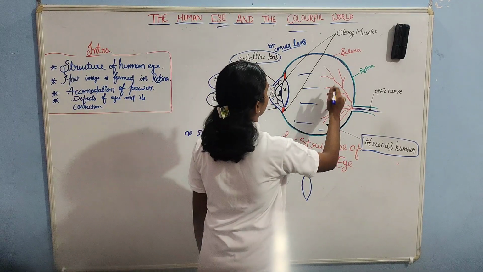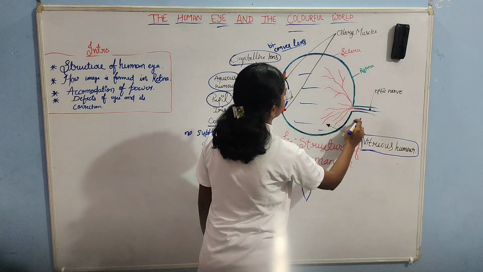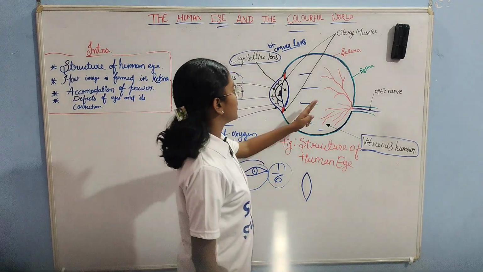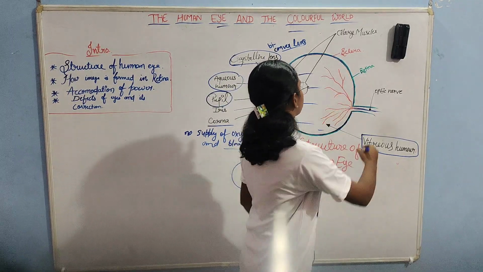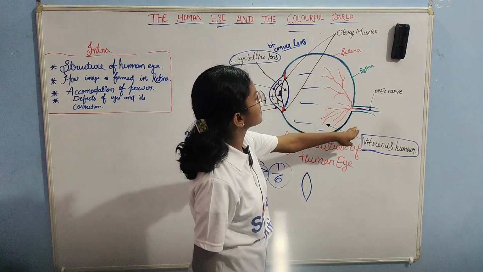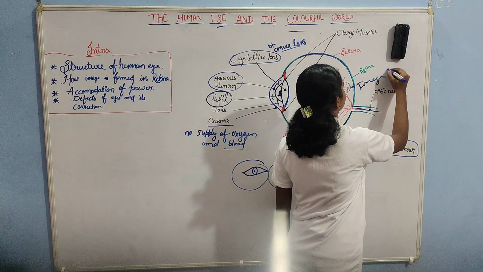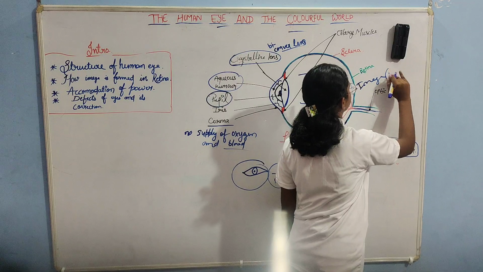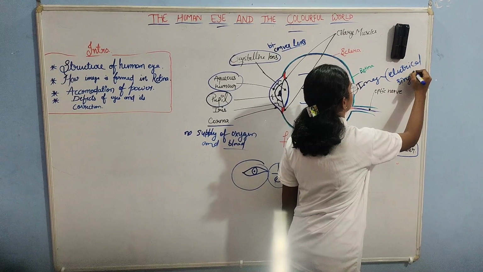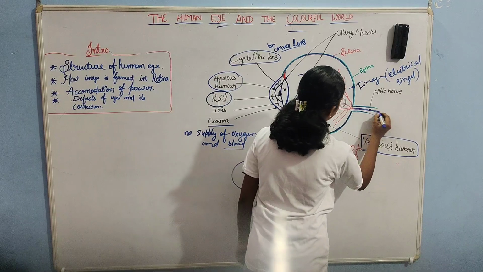After vitreous humor, the most important part of our human eye is the portion called the retina, where the image is formed. After image formation, the image will be converted into an electrical signal, and then it passes through the optical nerve.